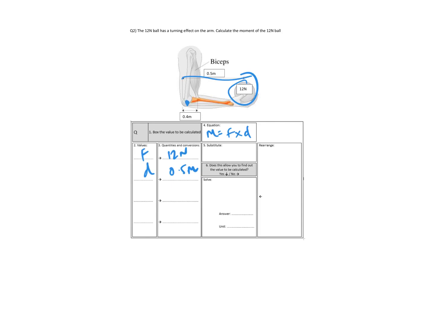So we can then substitute the numbers in. What I mean by that is put the numbers in rather than F. So F equals 12 and D equals 0.5. So 12 times 0.5, so that's then 6. And just as before, the unit is Newton metre.